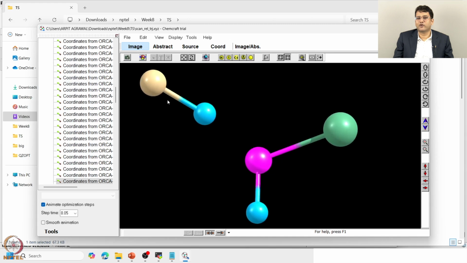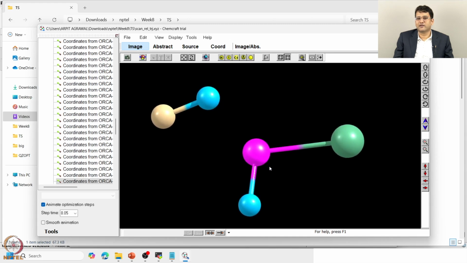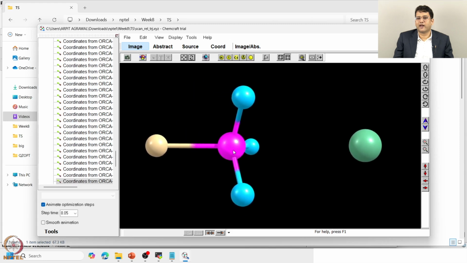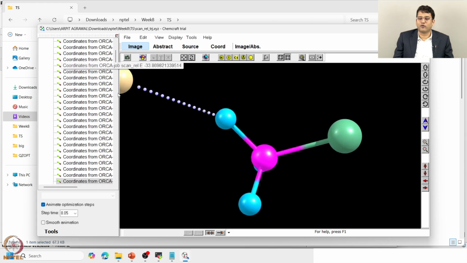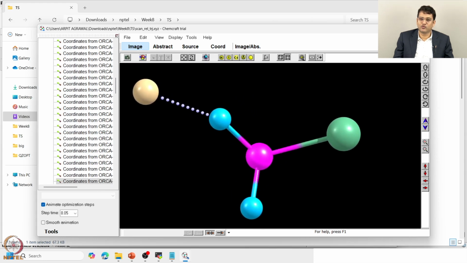So, initially the fluorine atom was abstracting hydrogen to make HF, and then eventually, around this point, it is actually forming the HF. So, from this, the idea of scanning may not be very good. So, let us do then.